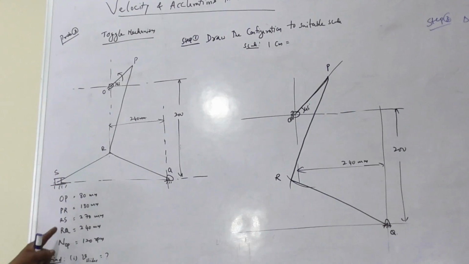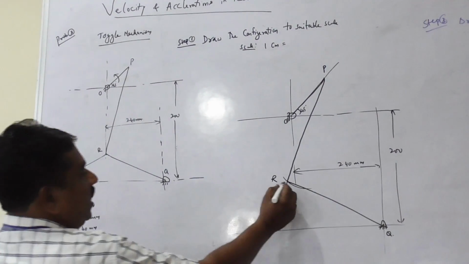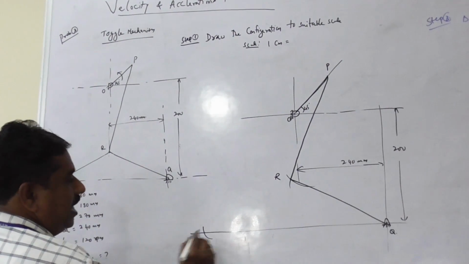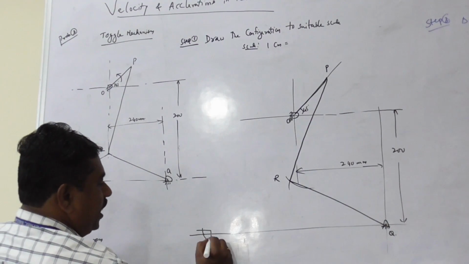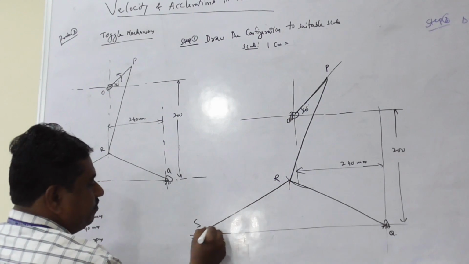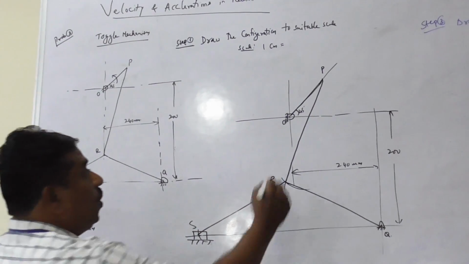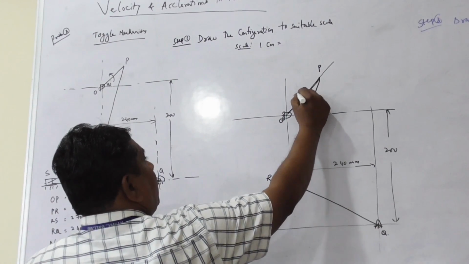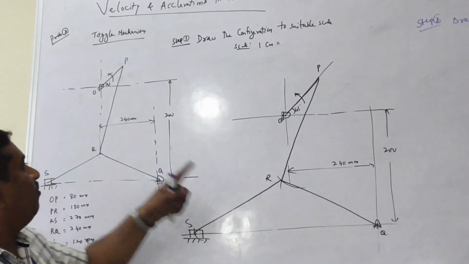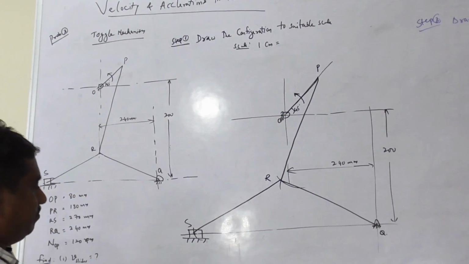Then RS distance is given with respect to scale. With R as center, cut an arc on the horizontal line passing through Q to get point S. Join this RS. And show the direction of crank OP, anti-clockwise direction. This is the configuration of the given toggle mechanism.